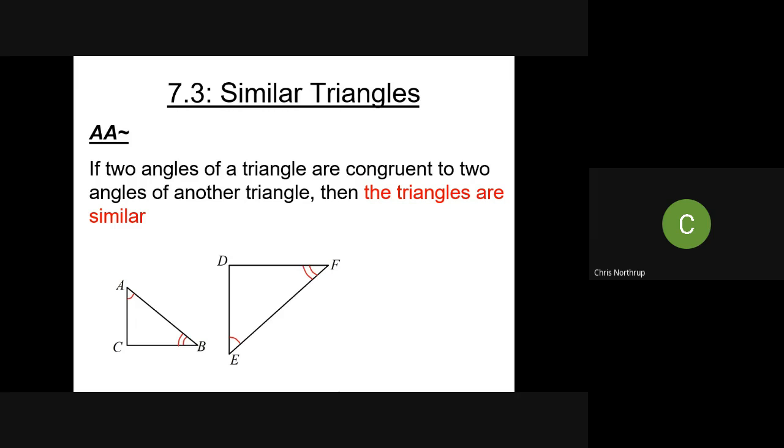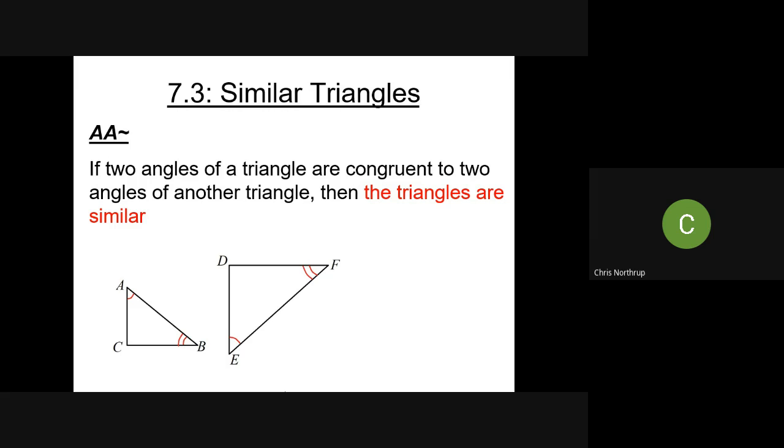So for example, if I take a look at these two triangles here, I've got one arc at A, another arc at E. So there's one angle pair that's congruent. We have double arcs at angles B and F. So that is enough to say that those two triangles are similar.